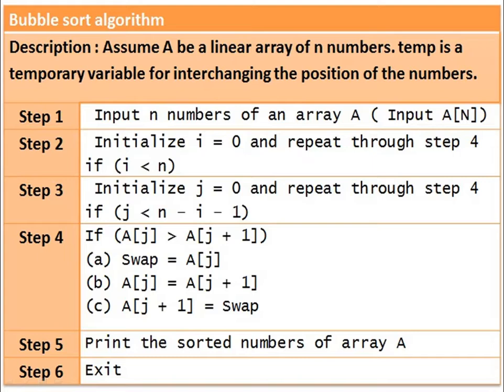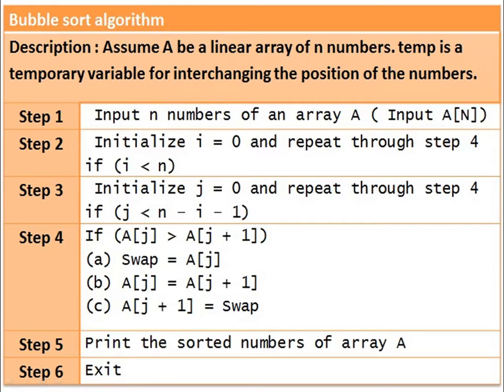Now let us see the algorithm of bubble sort. Here A is a linear array, temp is the temporary variable that is used for interchanging the positions. So first you will input the array, then you will initialize I with 0, that you are moving through the list. So the initial index of the list is 0 and you will go up to the last. And you will repeat step number 4 again and again.